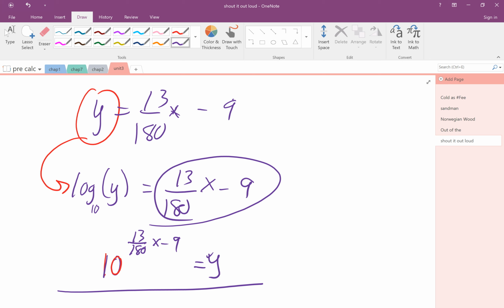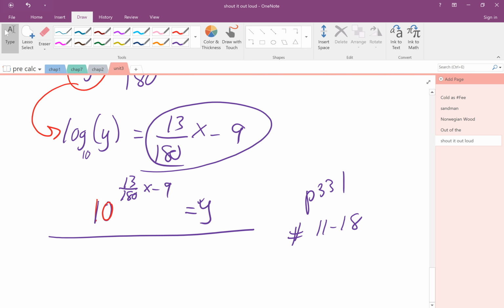So on page 331, we're going to do numbers 11 through 18. Okay, which is basically having you solve the equation algebraically. So you would use the log of both sides. And then you don't have to substitute it back in. You can just come up with an equation. I'm not interested in you substituting it back in.